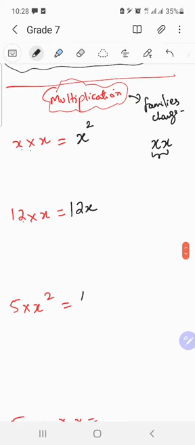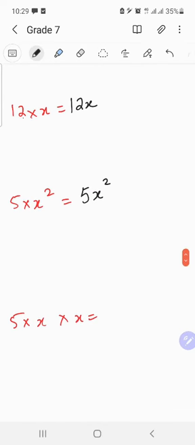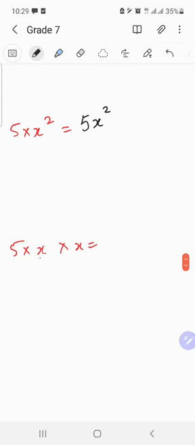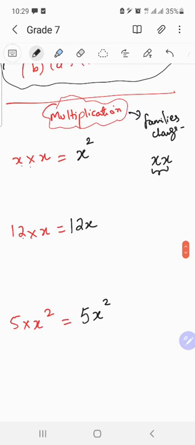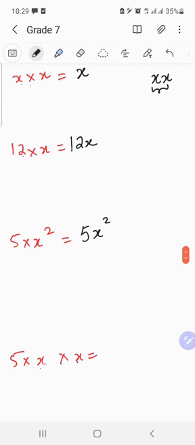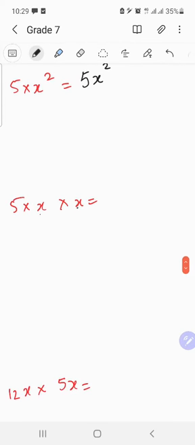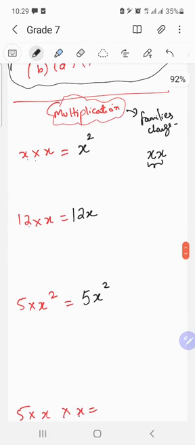5 times x squared will become 5x squared. It's as if the number fuses with the alphabets. Now let's take this example. We have 5 times x times x. If it was 5 plus x, I couldn't have done anything because they're not the same families for them to add. For multiplication, we don't really worry about whether they are same families or not. As long as we're multiplying, a fusion will occur. Multiplication causes a fusion.